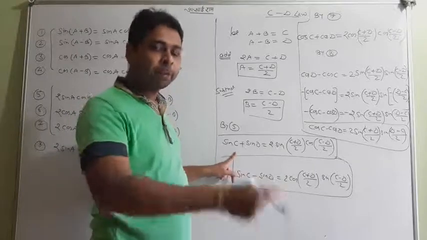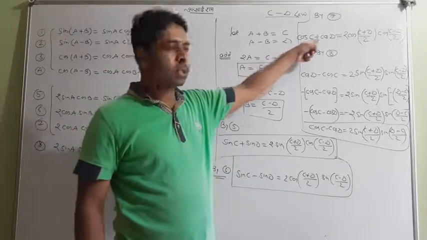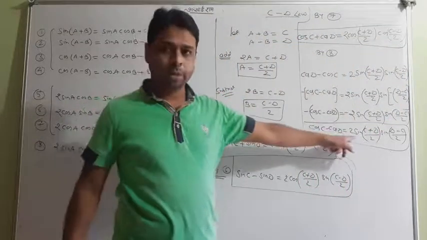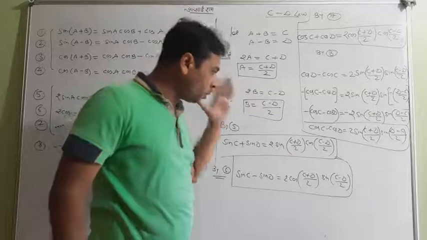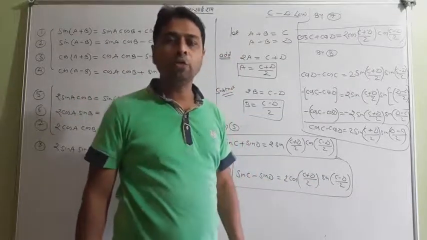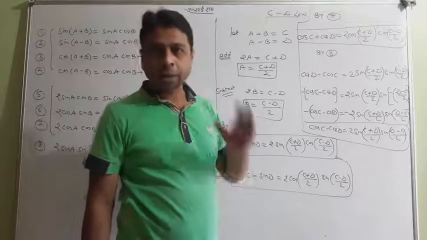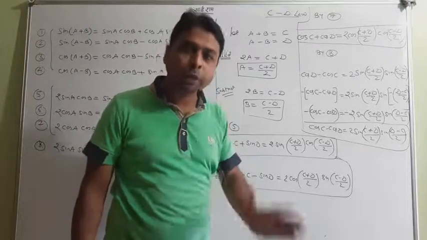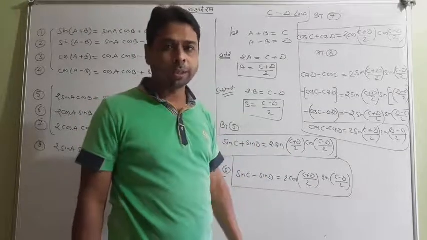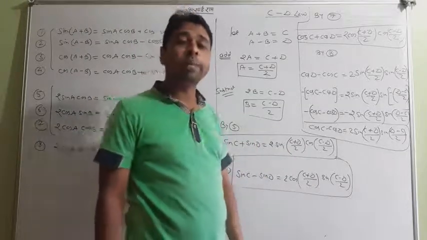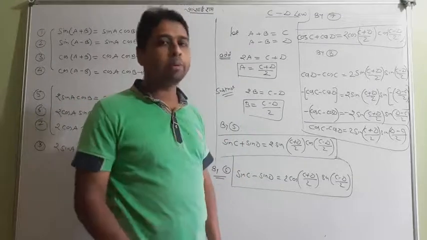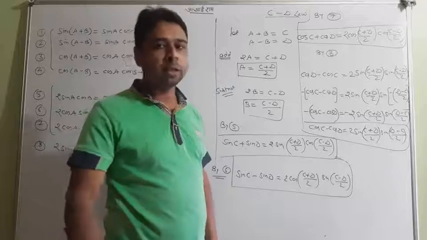Sin C plus sin D, sin C minus sin D, cos C plus cos D, and cos C minus cos D. If you don't remember the formulas, it will definitely be difficult to solve trigonometry questions. Even in class 12th you will be helpless if you don't remember all the formulas, because in the calculus portion, limits, differentiation and integration all depend on these formulas. So you have to remember the formulas. We don't have any other way.